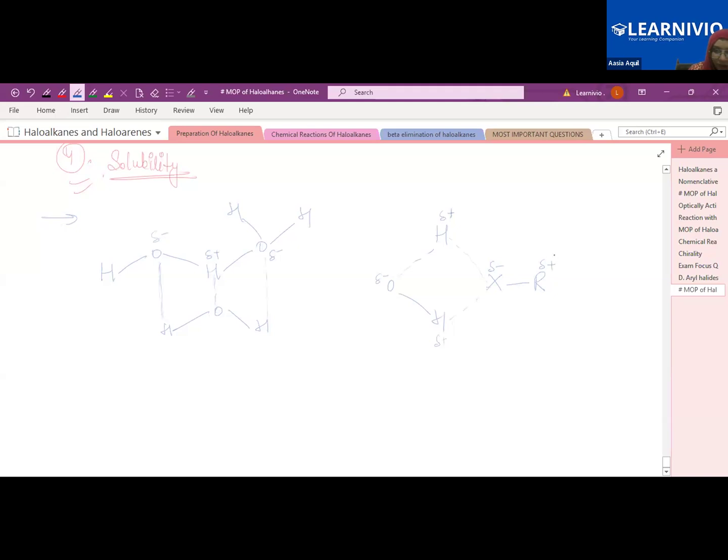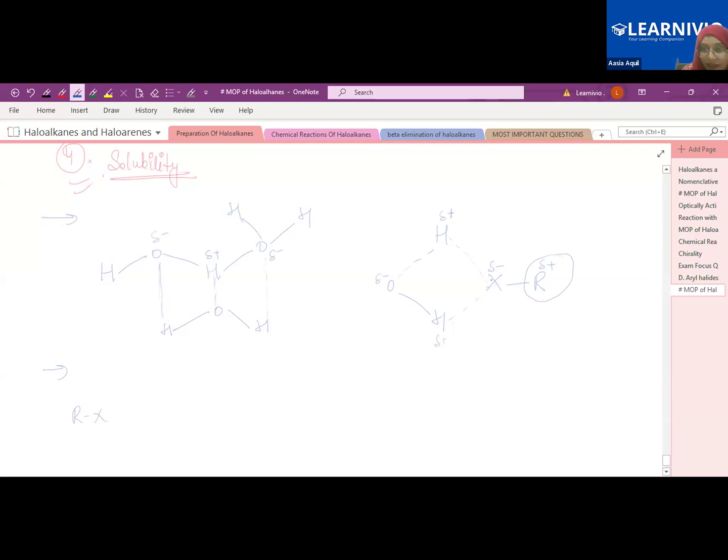You can see over here there is a bulky group which is attached to the halogen atom, the R group, right? So the R group is attached here. So what happens? Write down, when this RX is dissolved in water.